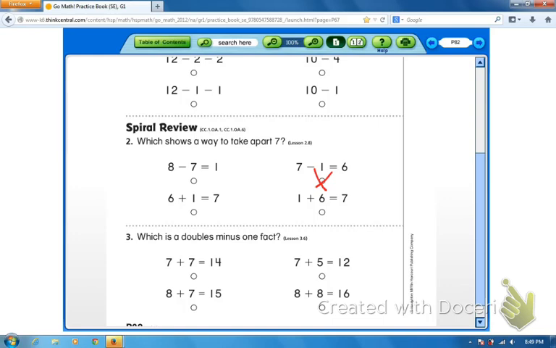And number 3 on the spiral review, it's going back to chapter 3, which is a doubles minus fact. And we know in our class we're just focused on doubles plus 1 facts. So I like to tell them that instead of the doubles minus 1, oops, I crossed out the wrong word, doubles plus. And it would be 8 plus 7 because 8 and 7 are neighbors on a number line.